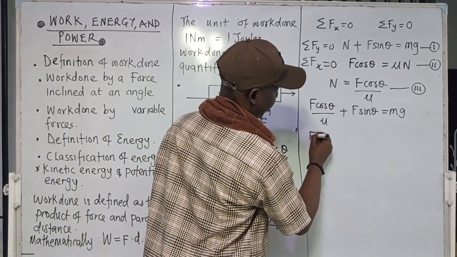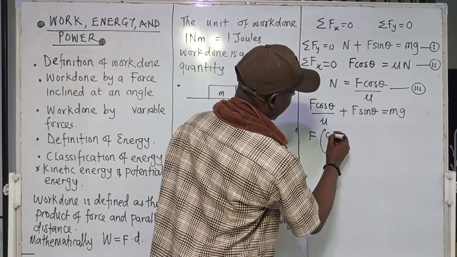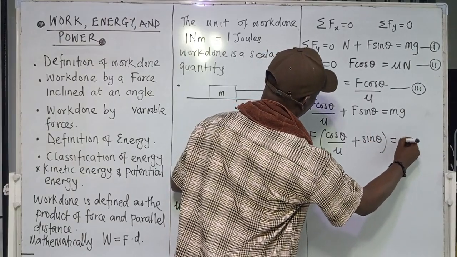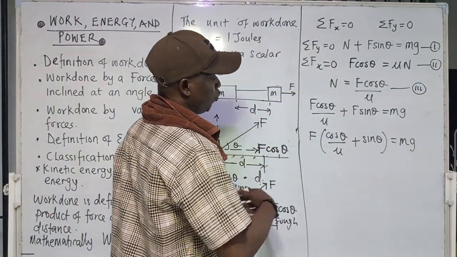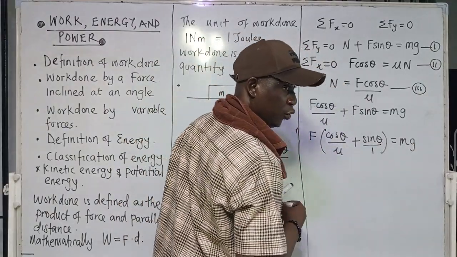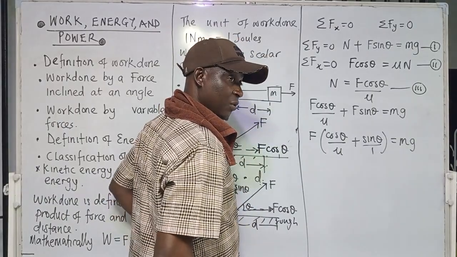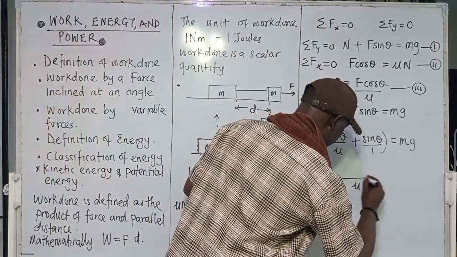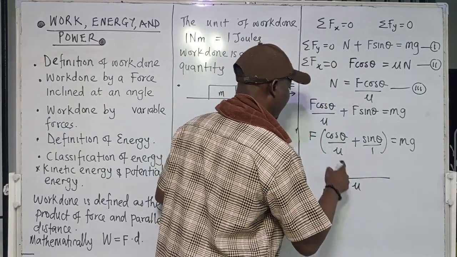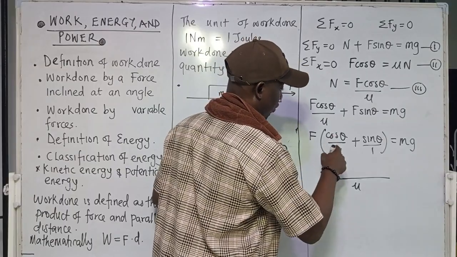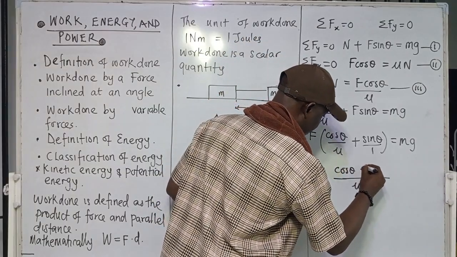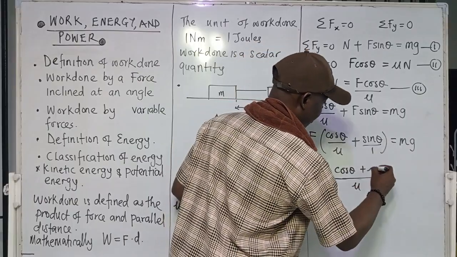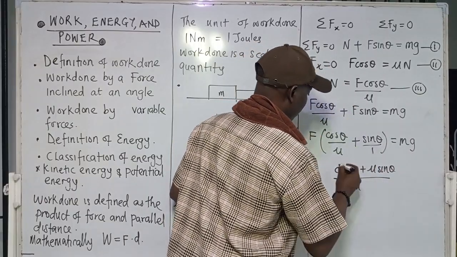What is common? F. We are looking for F now. Into bracket, cos theta over mu plus sin theta is equal to Mg. Now what do you do? Find the LCM. What is the LCM of 1 and mu? I would have mu as the LCM. So mu divided by mu, it was the coefficient of friction, we have 1, 1 times this cos theta. Now, mu divided by 1 is mu, so I would have mu sin theta.